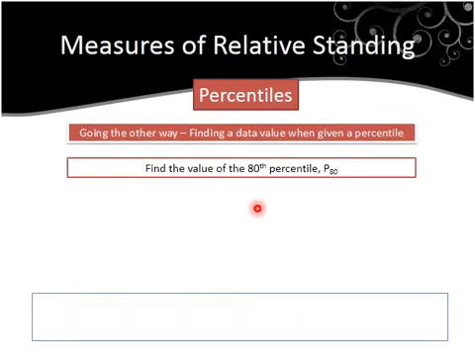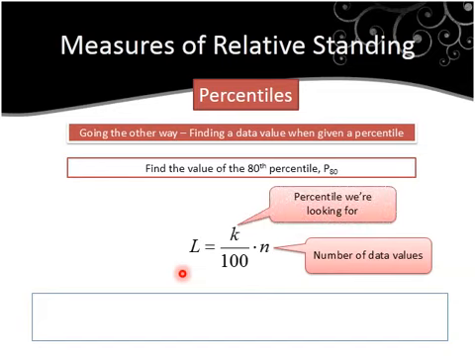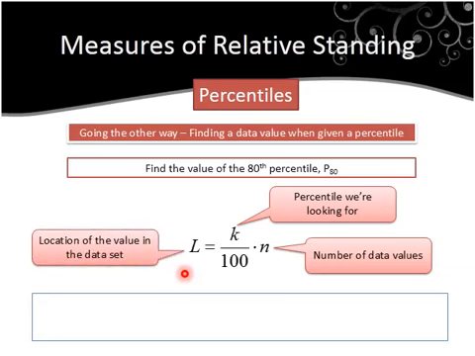Let's go the other way. Now suppose we're given the percentile and we want to find what data value is in that percentile. So in this case, let's find the value of the 80th percentile, or p sub 80. To do that, I'm going to find the location of the data value first. And then once I have the location, I can go to that location and find the actual data value I'm looking for. So n, of course, is the number of data values. K is the percentile that we're looking for. So in this case, since I'm looking for the 80th percentile, my K will be 80. And L will tell me the location of the value that I'm looking for.